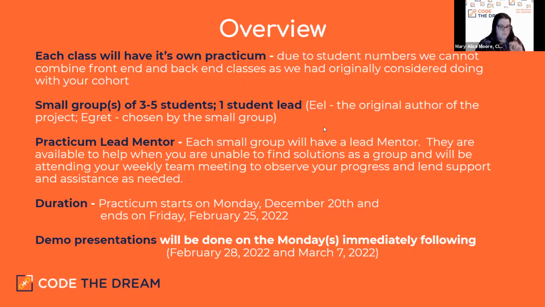EEL students will be together by themselves, and then the Egret students will be together in their own small groups. So they'll be made up of small groups of 3 to 5 students with one student lead. For EEL, the original author of the project, and this will make more sense as I cover more in detail about the final steps of your class going into the practicum, what that means. The student lead will be the original author of the project. For Egret, it'll be chosen by the small group. And you'll be divvied up into small groups based on your time availability for meeting, as well as your time zone, so that it makes it a little bit easier for meeting together when you need to. And then you'll choose your leader from there.